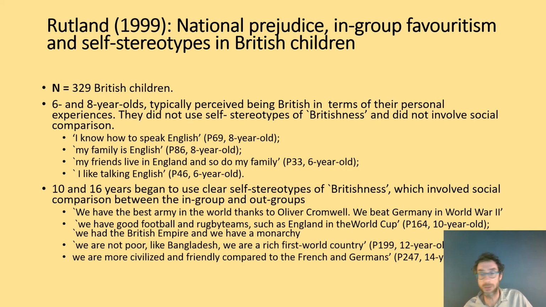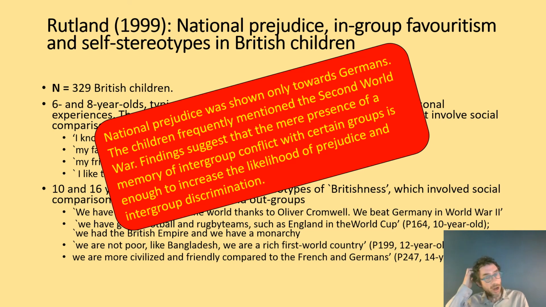So here's someone who talks about the best army in the world, good football and rugby teams. We have a British Empire and the monarchy. We're not a poor country, civilized and friendly compared to the French and Germans. And that's quite interesting, because overall in their study they showed that this particular group of children, when asked to define Britishness, only began to show prejudice in terms of the German people, frequently mentioning the Second World War as being an indication of British. So this memory of an intergroup conflict was increasing and driving prejudice and intergroup discrimination.